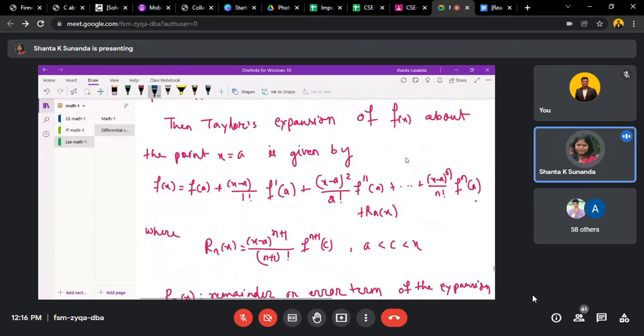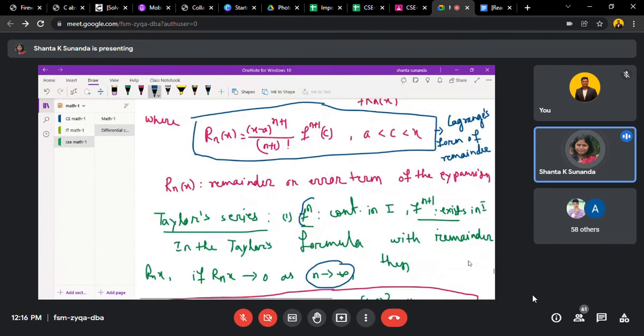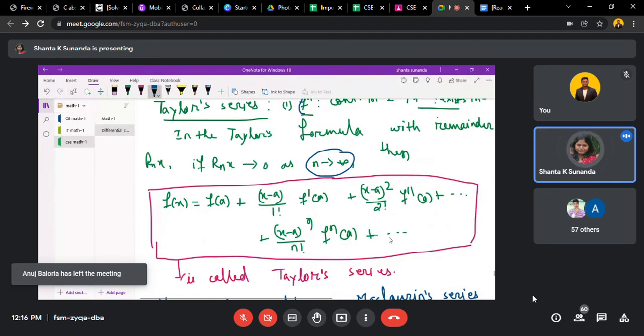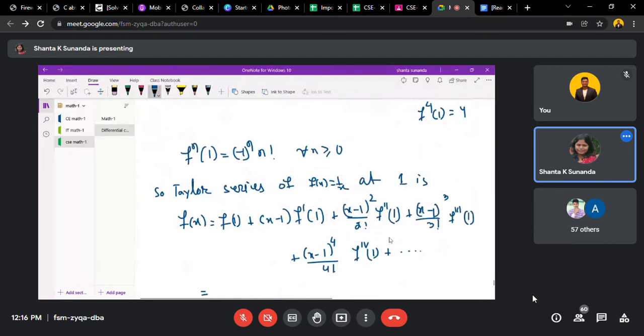There is one thing. This error term is known as the Lagrange's form of remainder. There are many forms of error term. So this is one form of remainder, and it is also known as the error. When n approaches infinity, this error term must go to 0, so it will be very small.